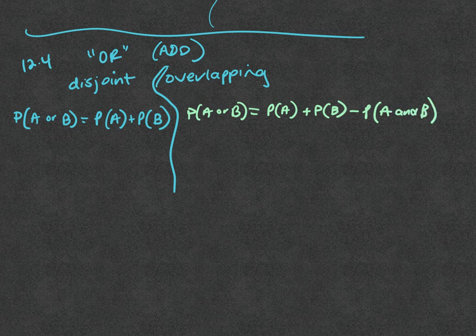And those are probability of A or B equals probability of A plus probability of B minus probability of A and B. Is that all that's in 12-4? Yes. What about that last? That's permutations, combinations. We're getting to that next.